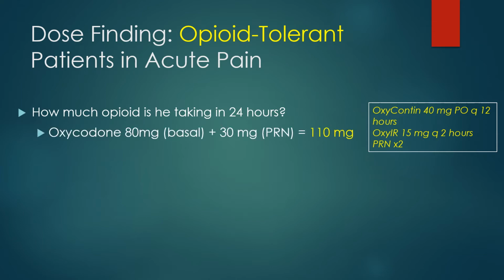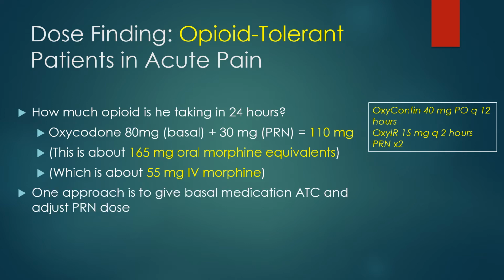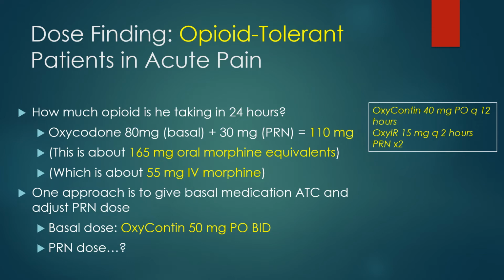Oxycodone 80 milligrams basal plus 30 milligrams PRN equals 110 milligrams of oxycodone equivalents. This is about 165 milligrams of oral morphine equivalents using the prior equianalgesic table, which is about 55 milligrams of IV morphine. One approach is to give the basal medication around the clock and adjust the PRN dose. So the basal dose would then be OxyContin 50 milligrams PO BID. But what about the PRN dose?